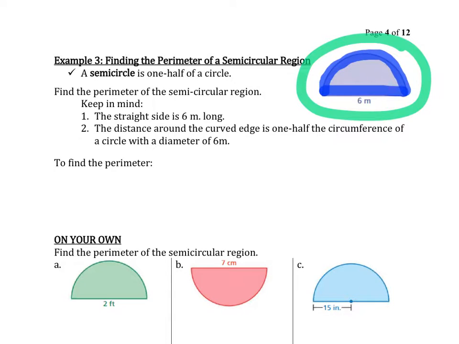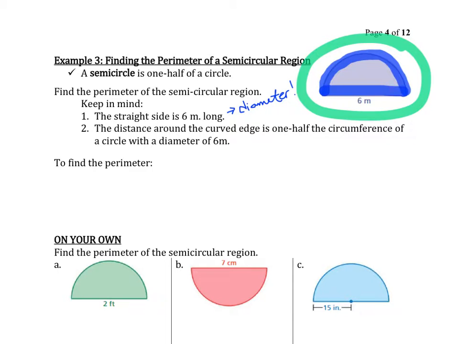So whenever we are calculating the perimeter of a semicircle, you first have to know, okay, what is that straight edge? It's really just the diameter, because it's showing the distance from one end of the circle to the other going through that center point. And then we have to think about, okay, well, what is half of that distance around the circle? Really just 1/2 of the circumference.